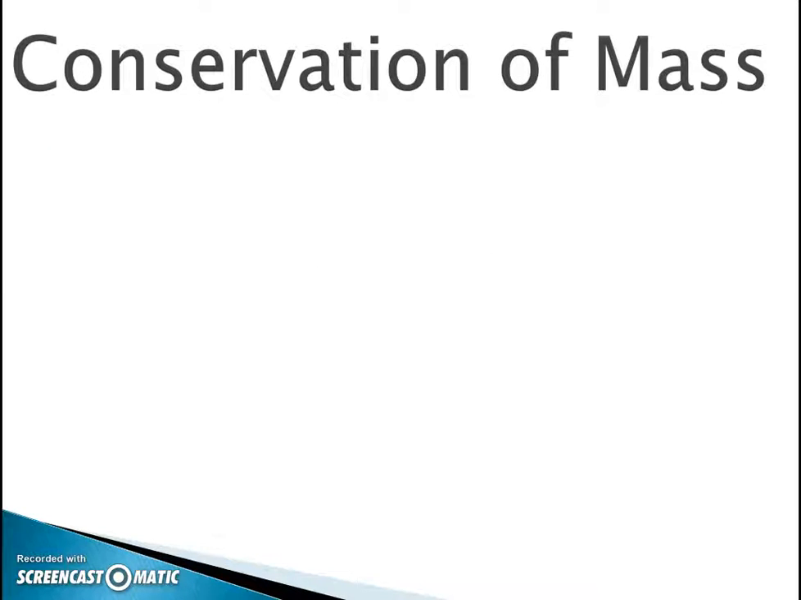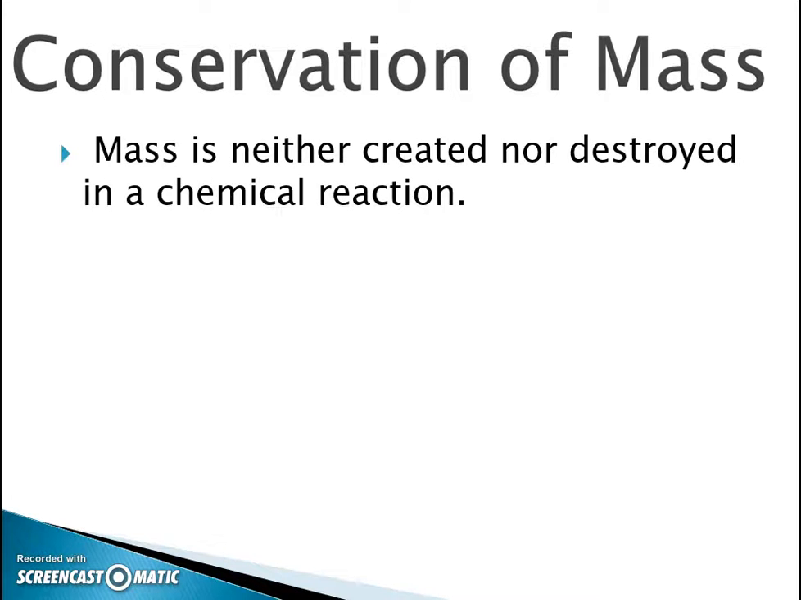Now with any type of chemical equation, we have what's known as the conservation of mass. That means that mass is neither created nor destroyed in a chemical reaction. So what you start with has to equal what you end with. Your total number of atoms in the reactant side has to equal the total number of atoms in your product side.